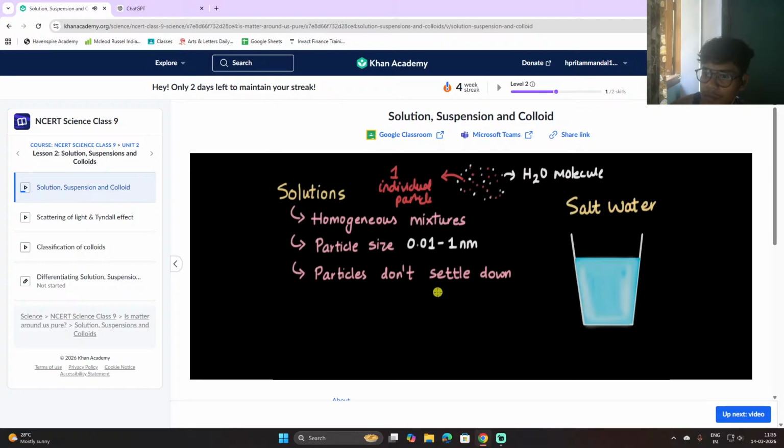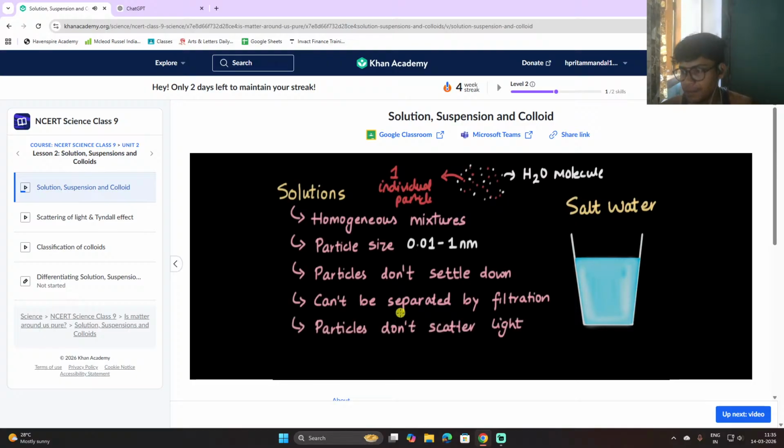Now the third characteristic is that particles don't settle down. If you have a salt water solution and you let it be for some time, you will not see salt settling down near the bottom of the beaker, which means that you cannot really separate salt from water by filtration. If it is not settling down, then how can you separate these two from each other? So it can't be separated by filtration.